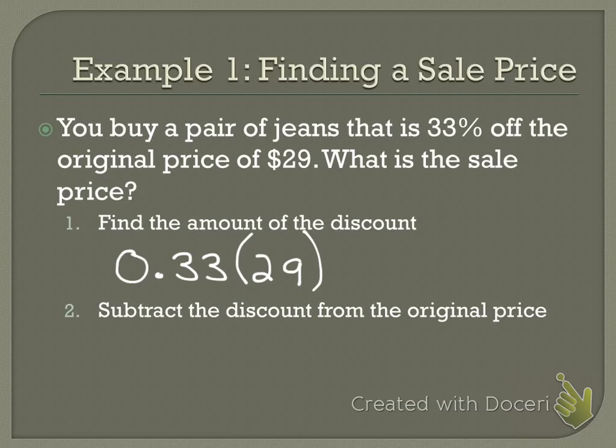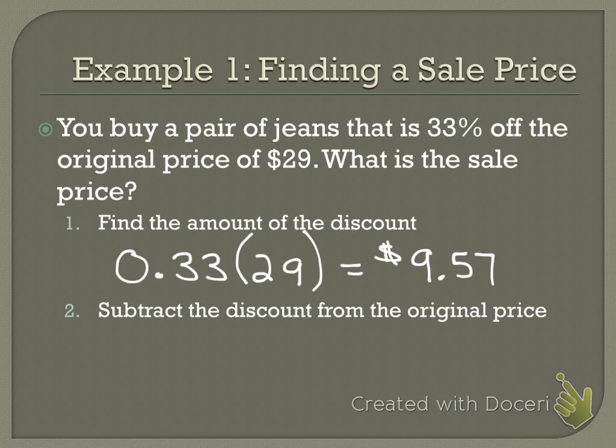Anytime I want to find a percent of a number, and in this case, how much money that is, I need to change it to a decimal and then multiply. And 33% times 29 is going to be what? $9.57. Very good. We want to refer to it in terms of money.